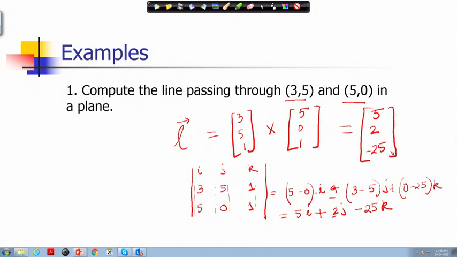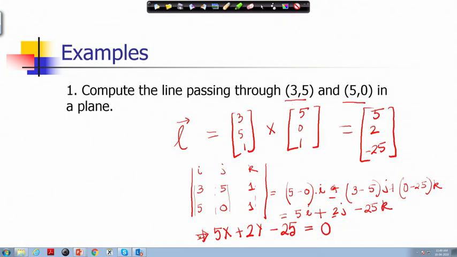So, if I write the equation of the straight line, what should be the equation? 5 is A, 2 is B and minus 25 is C. So, the equation of the straight line can be represented as 5x plus 2y minus 25, that should be equal to 0. So, that is your equation.